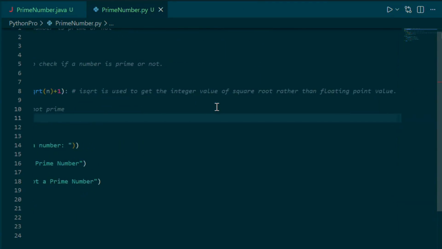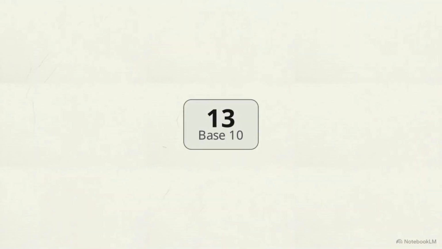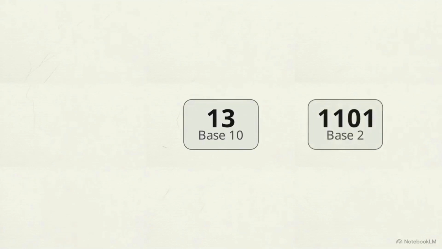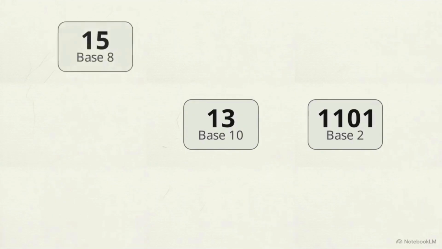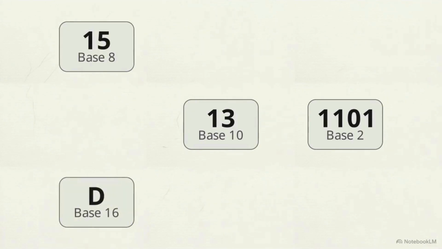Let's now move to the second one. Here is a clear diagram showing the number 13 in our standard human counting system, base 10. Right next to it is its exact equivalent in computer language, base 2, represented as a sequence of ones and zeros, 1, 1, 0, 1.